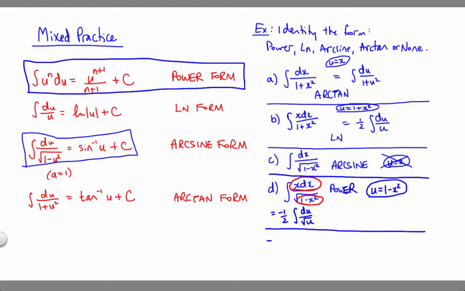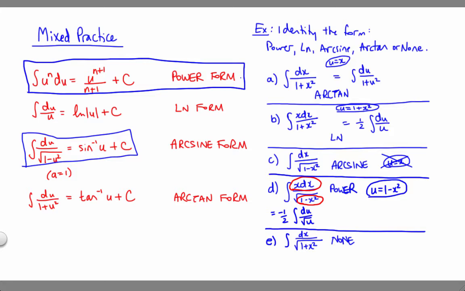And then finally, part E. Suppose we look at the integral of dx over the square root of 1 plus x squared. So the correct answer here is none. This fits none of these patterns. Let's run through them and understand why.